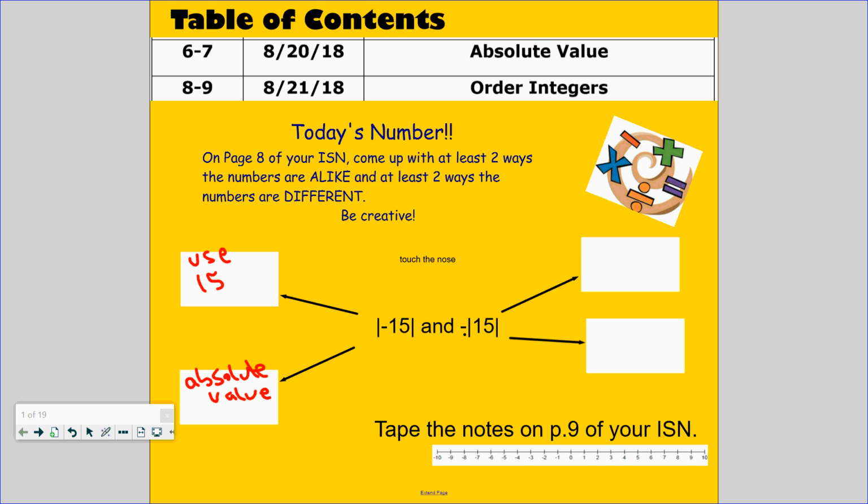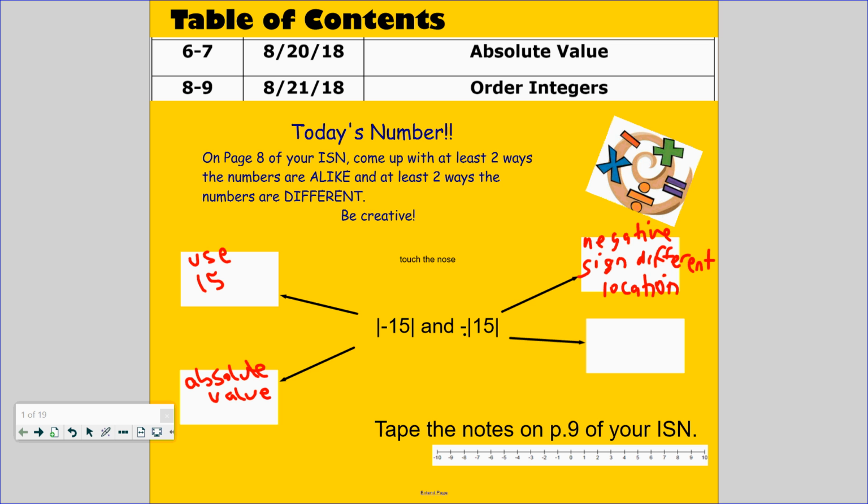How are they different? Alike, they both have a negative. They're different in the negative sign. Different location. What do I mean by that? In here, the negative sign is inside the absolute value bar, but in here it's on the outside.